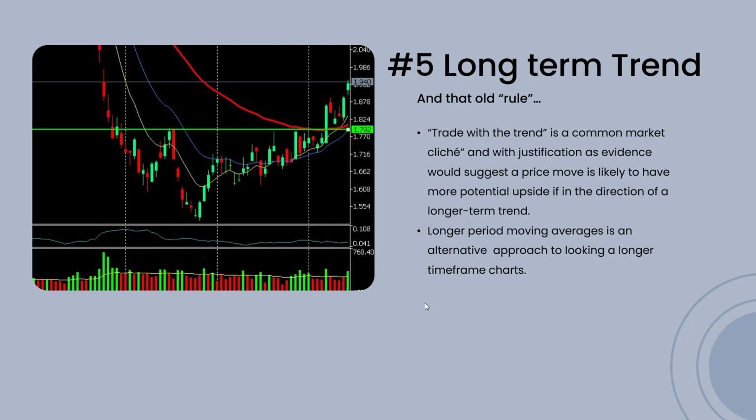Obviously, we can just look at a different time frame. So if we're trading a 30-minute chart, then we could look at what's happening on the 4-hourly chart as an example. Or trading on the 5-minute chart, we might look at the hourly chart just to make sure it's in the right direction. The other option is to put a longer term moving average, which looks at the trend over a longer period of time than perhaps the 10 and the 20 that you'll see on this chart here.